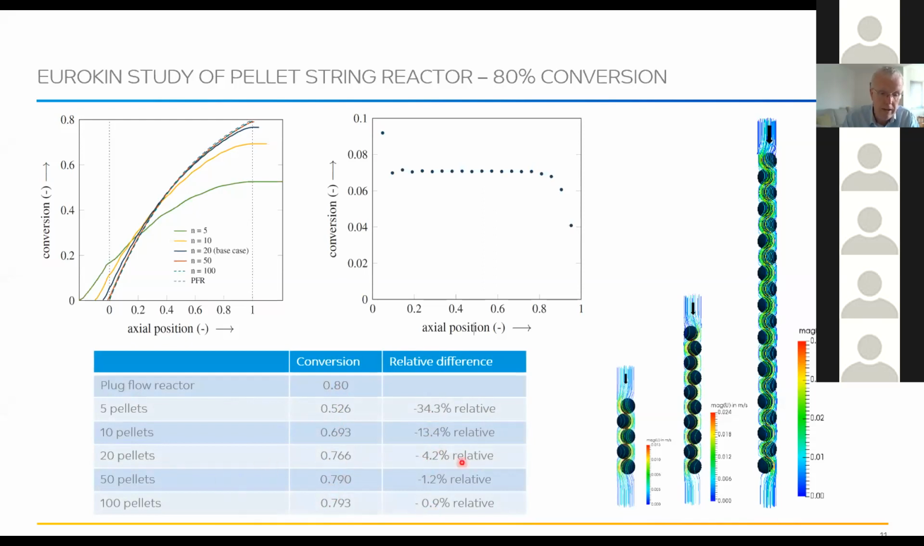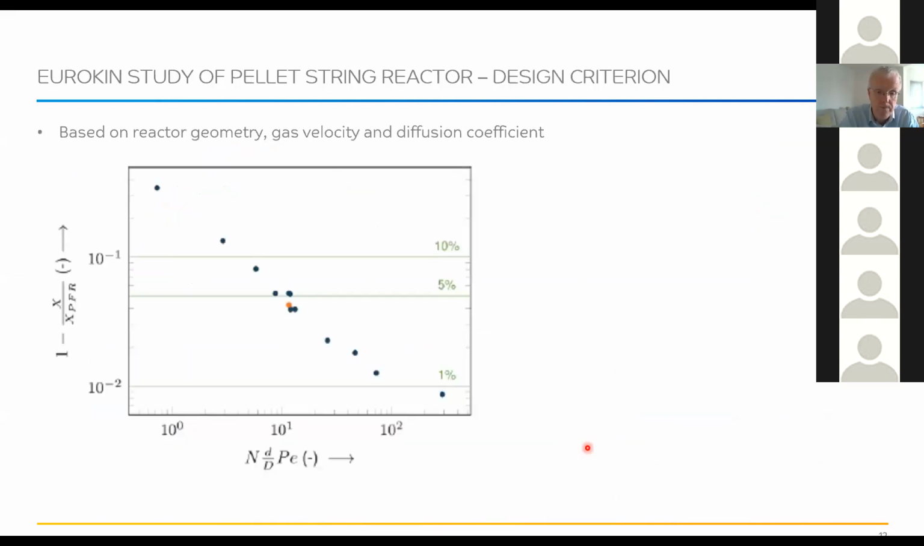So at 20 pellets, the conversion you're achieving is only down by 4% relatively, which is actually a pretty good performance, because in a laboratory reactor, normally you're trying to achieve performance within about 5% of plug flow behavior. So it suggests that that's quite a reasonable approach.